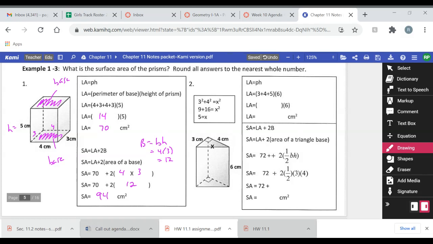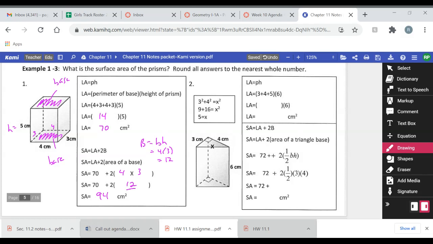Again, be careful with the little details. Sometimes people will put this 12 here, but they'll forget to double it. Little things like that. You'll have a formula sheet. You don't have to have the formulas memorized, but you do need to remember what these letters stand for in the formula. And then just be careful with the details when you're working it out.